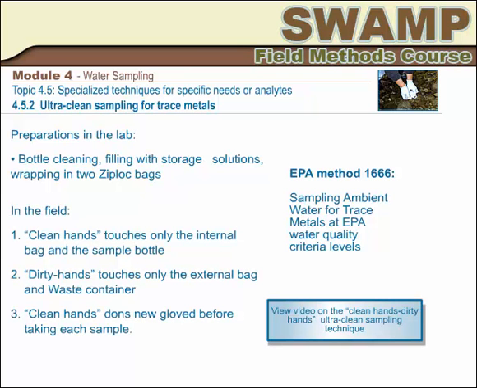The person designated as clean hands wears 2 sets of gloves and replaces the external gloves before taking each sample. It is assumed that ultra-clean sampling takes place in areas where you can wade. But if this is not the case, you can use a peristaltic pump with ultra-clean tubing, as shown later in this subtopic, or consult SWAMP experts on the best way to collect your samples. Click on the button to view a demonstration of sample collection using the clean hands, dirty hands technique.